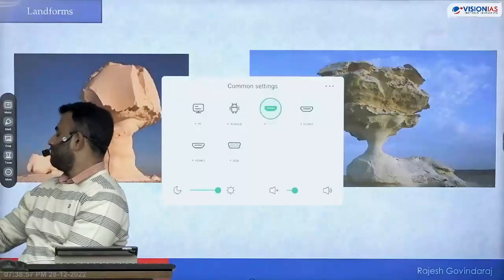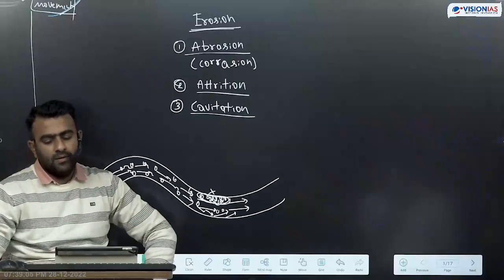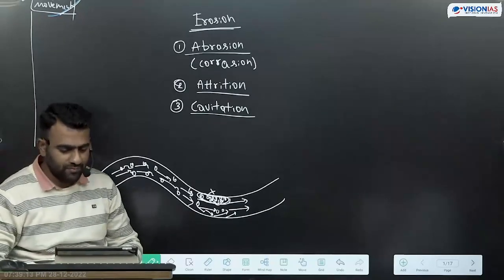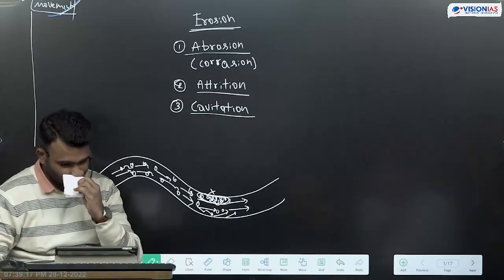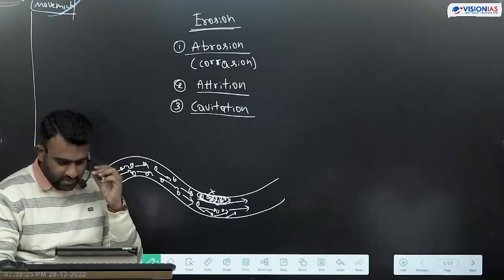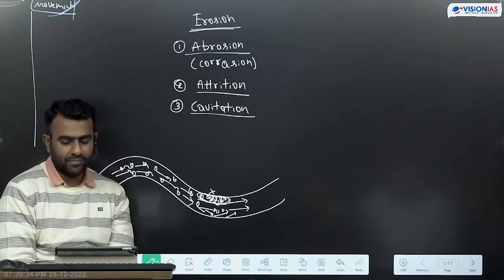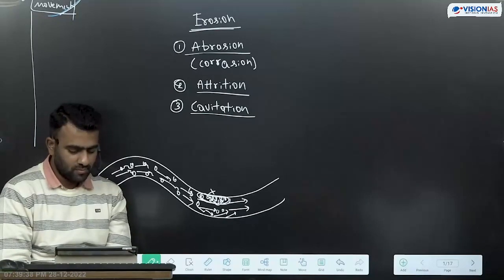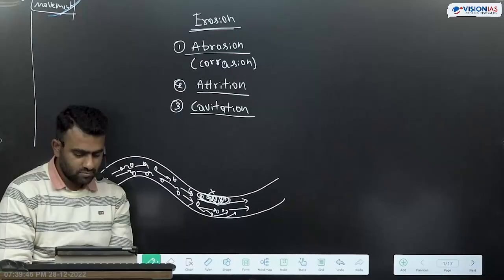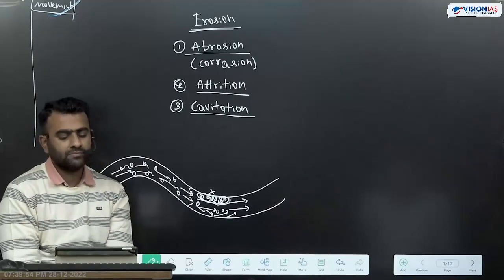Collapse of water bubbles in rivers leads to explosion, sending a shock wave, which tends to disintegrate the adjacent rocks. That is cavitation.